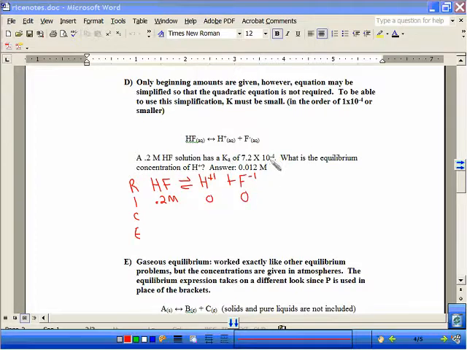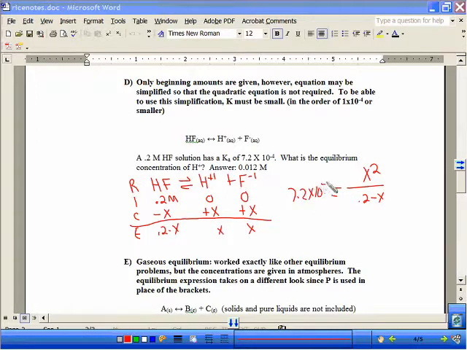It's giving us a K, so that's going to tell us we're going to use X in our equation. Since these are zeros, we're going to be adding on this side, and we're going to be subtracting on this side. And these are all 1 to 1, so very, very nice. This will be X, this will be X, this will be X. Then 0.2 minus X, X, X. So then products over reactant, so this is going to be X squared because it's going to be X times X on top, and then 0.2 minus X on bottom. You set that equal to the K.